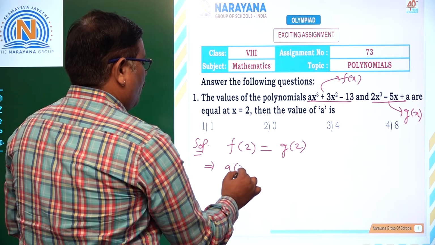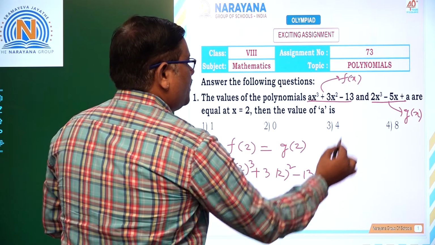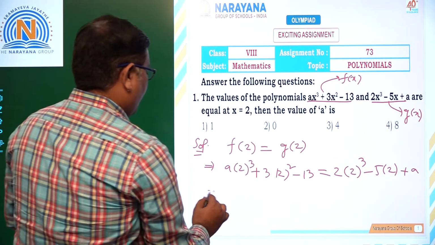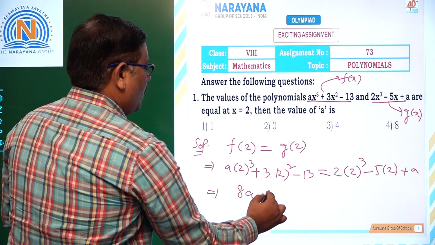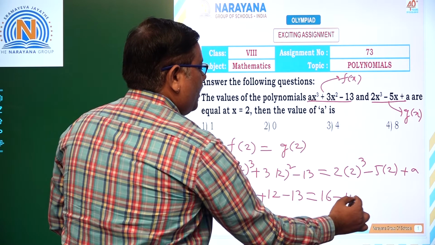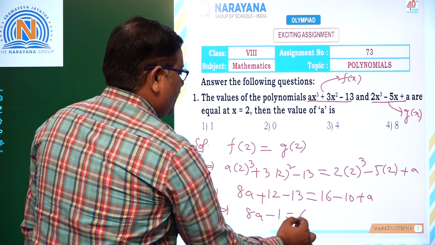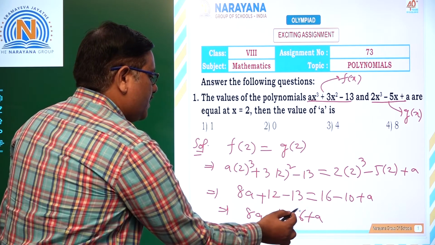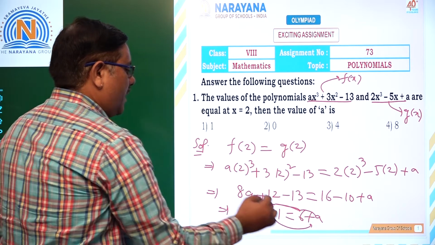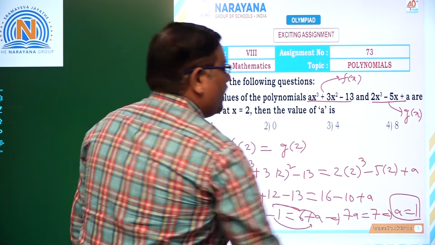So that is a into 2 cube plus 3 into 2 square minus 13. That is going to be g of 2, that is 2 into 2 cube minus 5 into 2 plus a. That implies this is 8a plus 12 minus 13, that is going to be 2 8s are 16, minus 10 plus a. So that is 8a minus 1, that is 6 plus a. Okay, let us transpose 6 here, and let us transpose 1 there and let us transpose a to this side. That becomes 7a is equal to 7. Thereby you have a value as 7 by 7, that is 1.